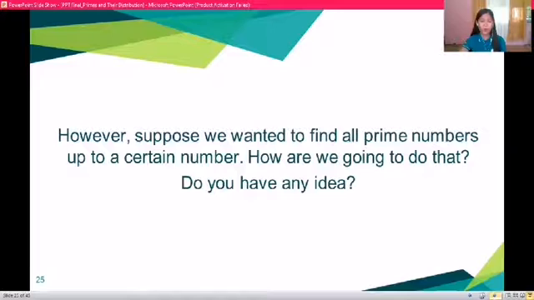However, suppose we wanted to find all prime numbers up to a certain number. How are we going to do that? Do you have any idea? Our next reporter will answer that for us.